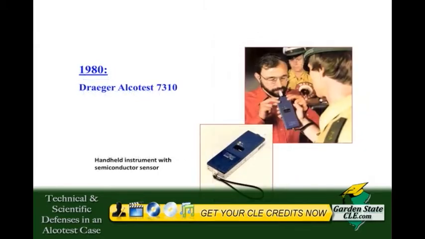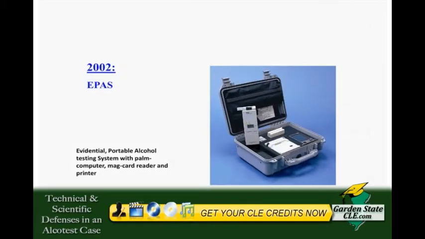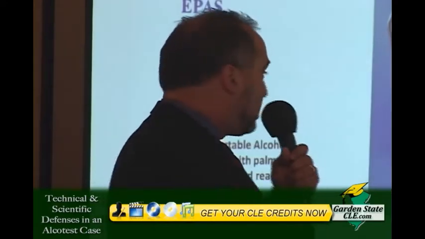And this is the beginning of the Alcotest in 1980. And again, you now start to have the desk unit, 1982. This is the E-Pass. This is the 7410. This is what's actually used in California now as their evidential breath testing device. It's just a fuel cell unit, and it's rather scary that this alone is being used as the evidential device in court.